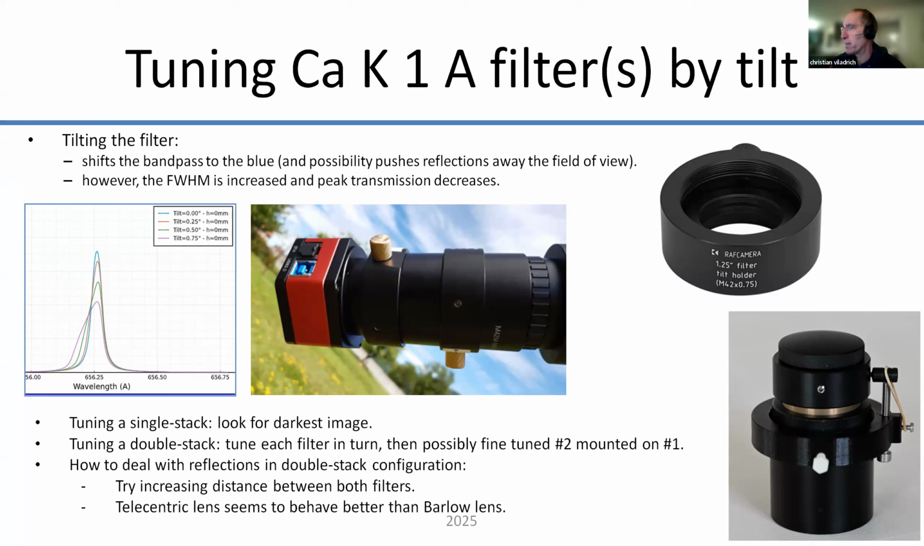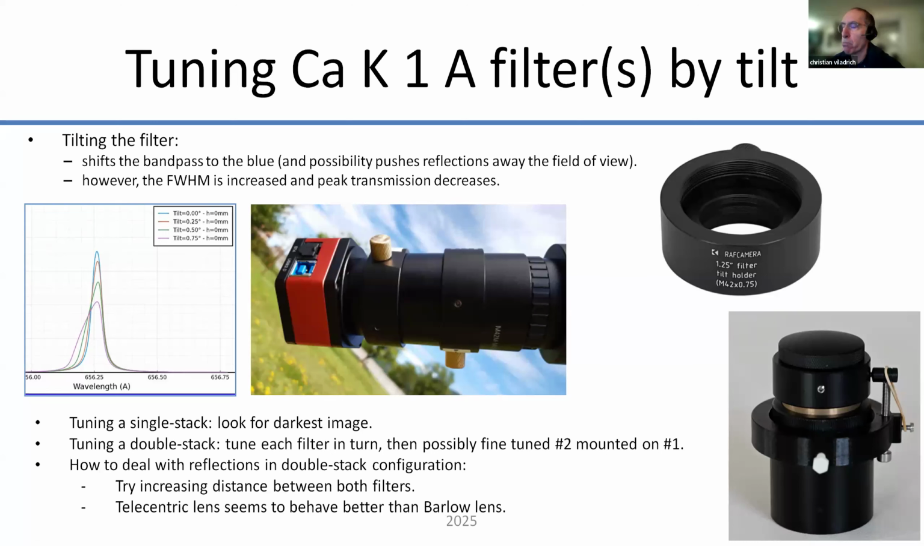One way is to tilt the filter. So we put the filter in this kind of cell. This is the RAF camera cell. And you see there is a knob here. Well, you can see it here. When we rotate the knob, the tilt of the filter changes, in fact. And when we increase the tilt of the filter, the bandpass goes to the blue. This is the way to do it. So we can tune the filter right on calcium K by tilting more or less the filter.